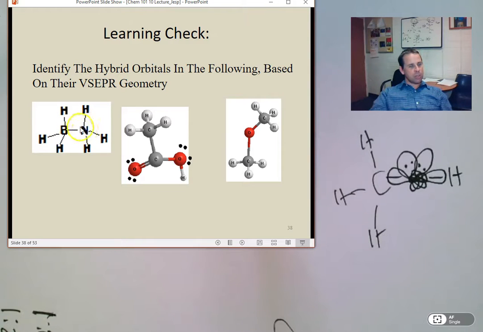This nitrogen here, how many regions of electron density? What are the hybrid orbitals? Go ahead and figure it out. Take your time. Push pause.